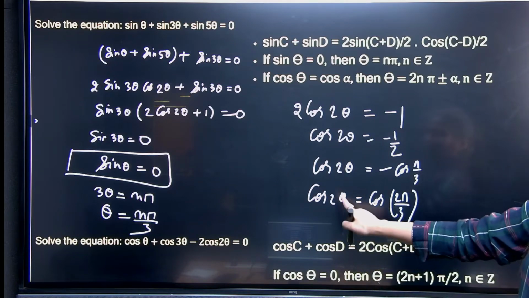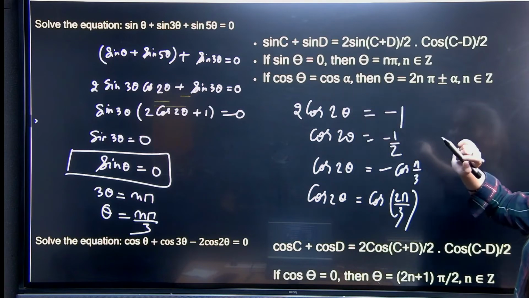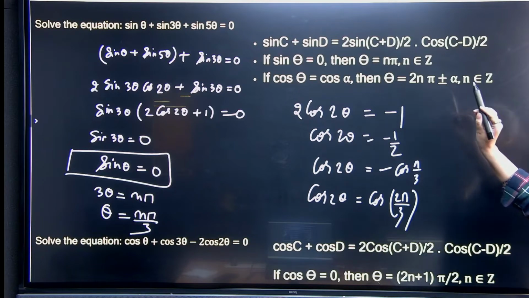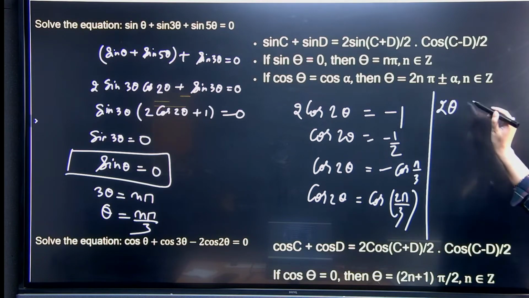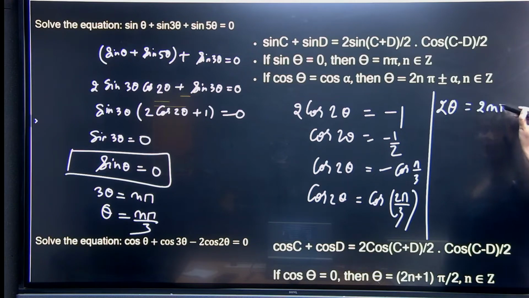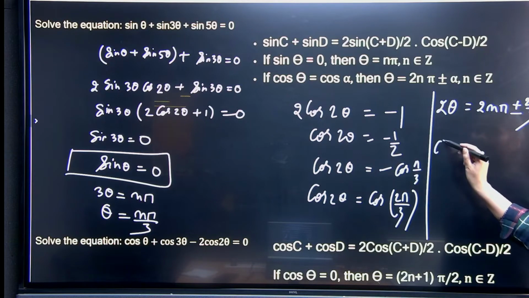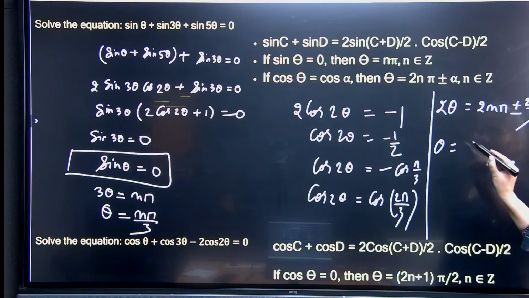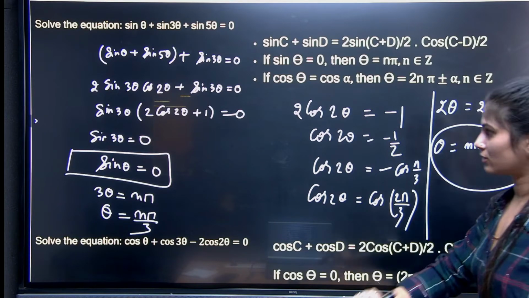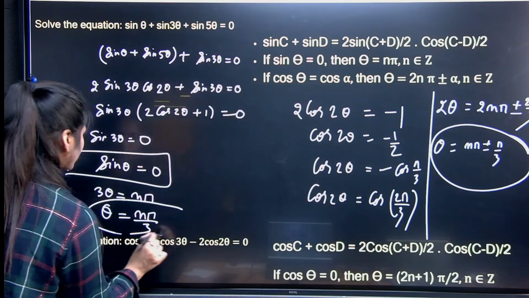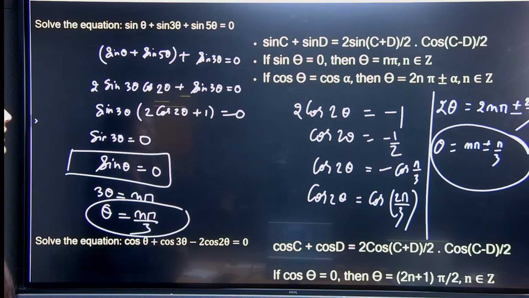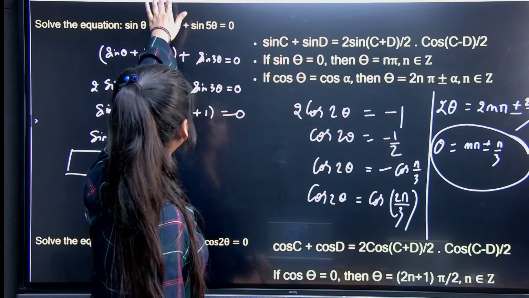Now it is of the form cos theta is equal to cos alpha, for which solution is theta is equal to 2n pi plus minus alpha. So 2 theta is equal to 2n pi plus minus alpha, which is 2 pi by 3. On dividing each term by 2, it is theta is equal to n pi plus minus pi by 3. So this is the general solution. There are two general solutions in this question. Got it? So moving on to next question.